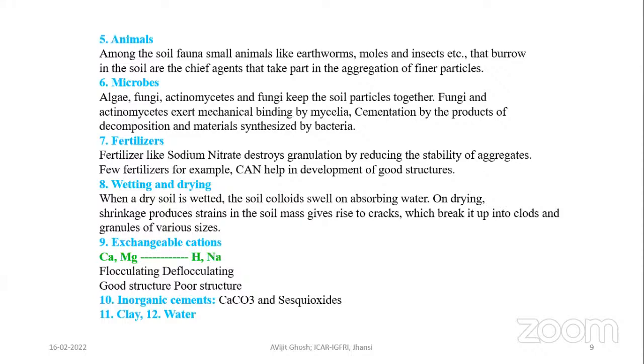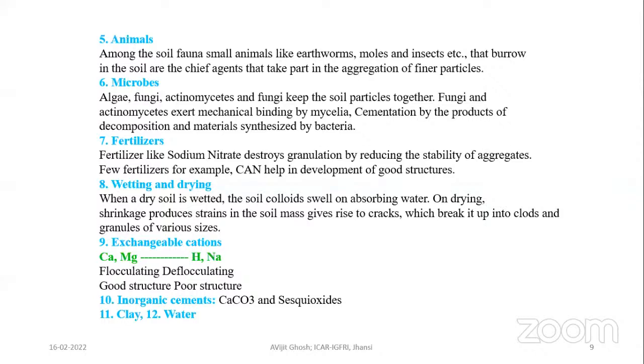Now soil fauna, earthworms, moles, insects that burrow in the soil, are the chief agents, the primary agents that take part in aggregation of soil finer particles. They act by disintegrating and decomposing soil organic matter. And as the soil organic matter decomposes, it releases gelatinous substances, so soil structure stability is increased.